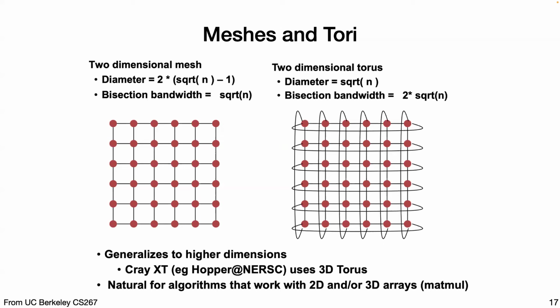And then if you did a ring on each of these, that would become a torus, like that. And this generalizes to higher dimensions, so it's illustrated in 2D, but you could do it in 3D or so on. For example, this Cray machine, one of the old machines at NERSC, which is a National Lab-related computing facility, uses a 3D torus as their underlying representation. And this is natural if you use 2D or 3D arrays, like matrix algorithms.